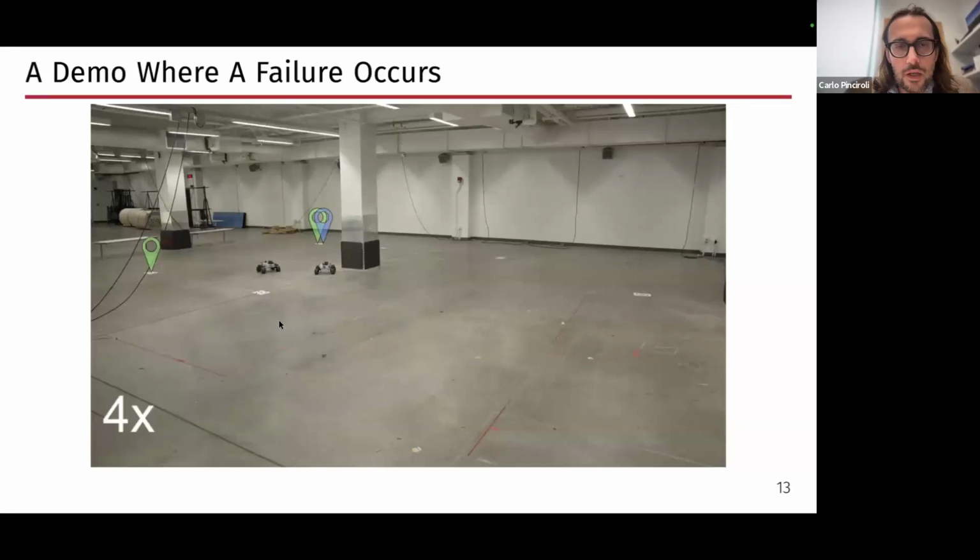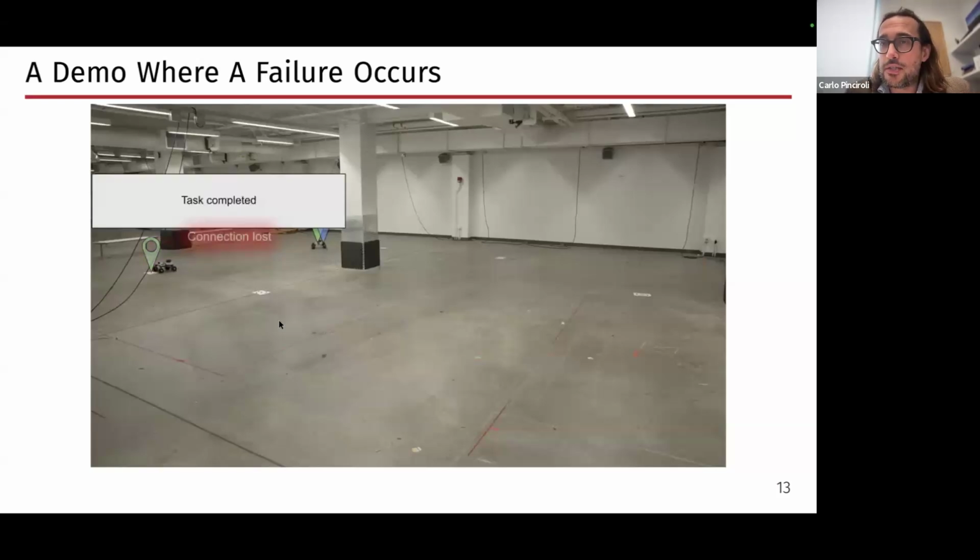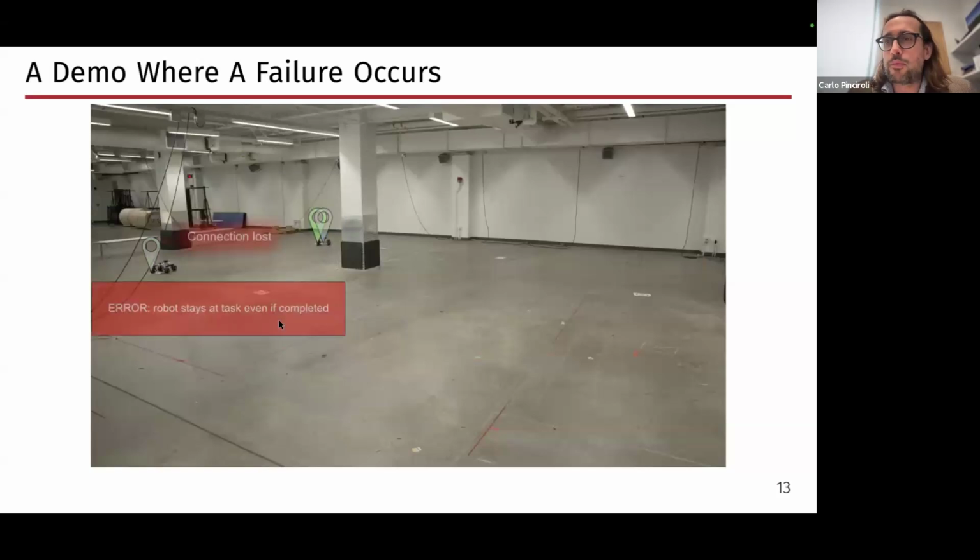In this scenario, we consider that sometimes failures can happen, and you would see a failure happening right now. The robots lost connection. And the robots really lost connection in this case. It wasn't just something that we made happen. We don't know exactly what happened, but Wi-Fi just exploded in that moment for the two robots and they didn't talk.